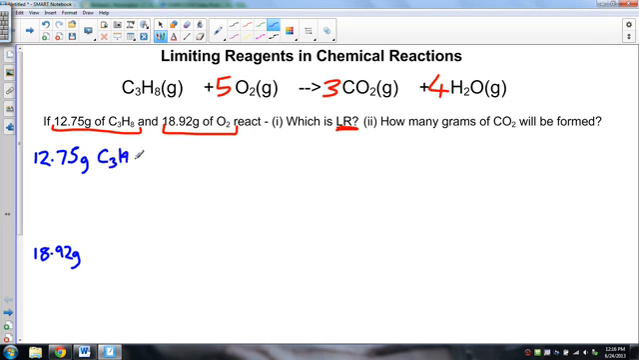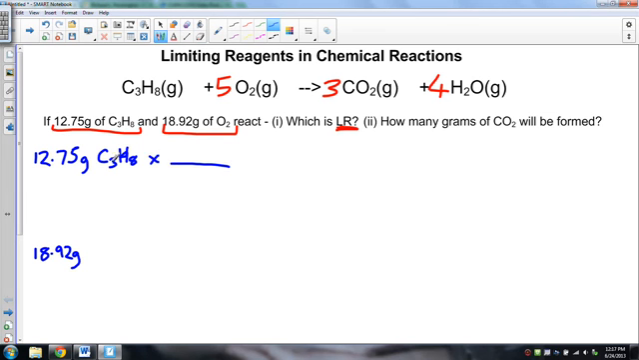My idea is I need to figure out a way to convert from grams of propane to grams of CO2. Now this is something that we've done before. You use the molar mass to go from grams of propane to moles of propane. Then the molar ratio from the balanced equation to go from moles of propane to moles of CO2, and then the molar mass of CO2 to get the grams of CO2. So I'm going to go through my conversion factors.